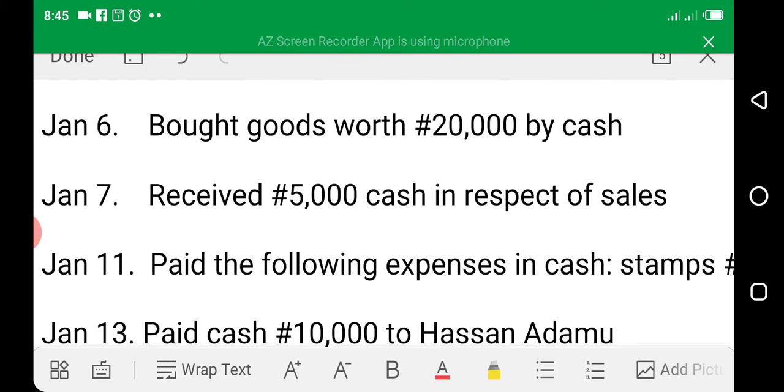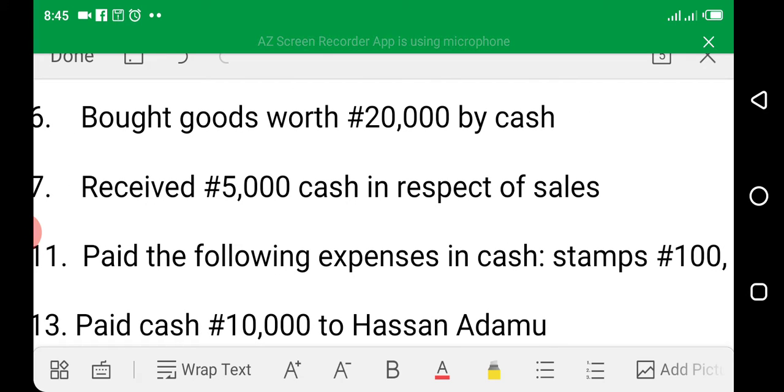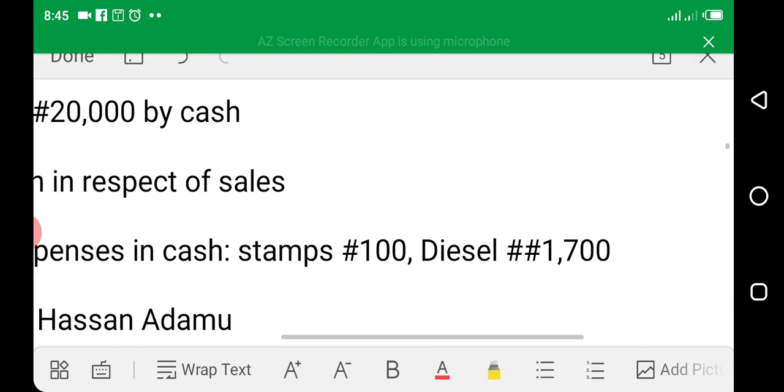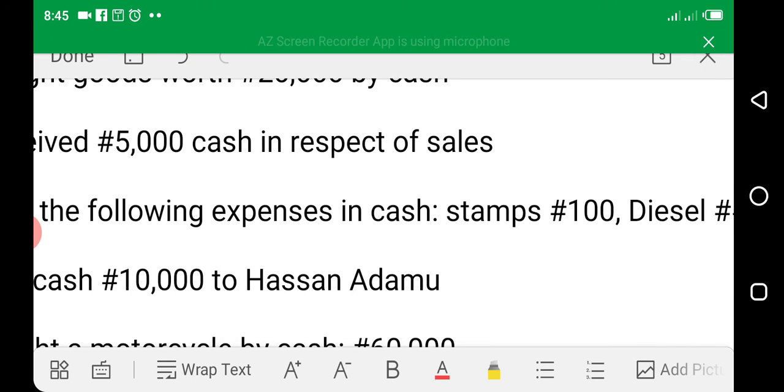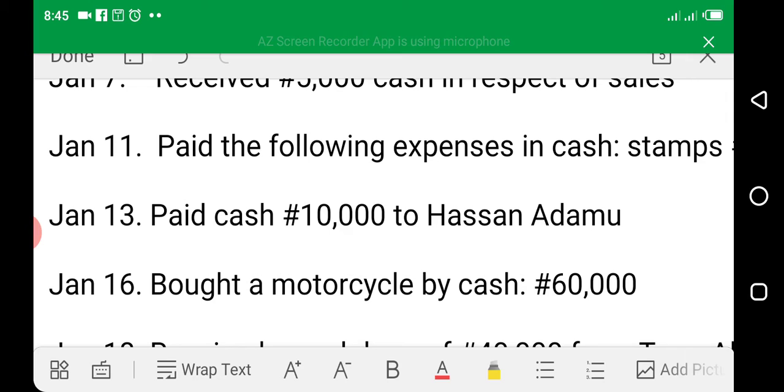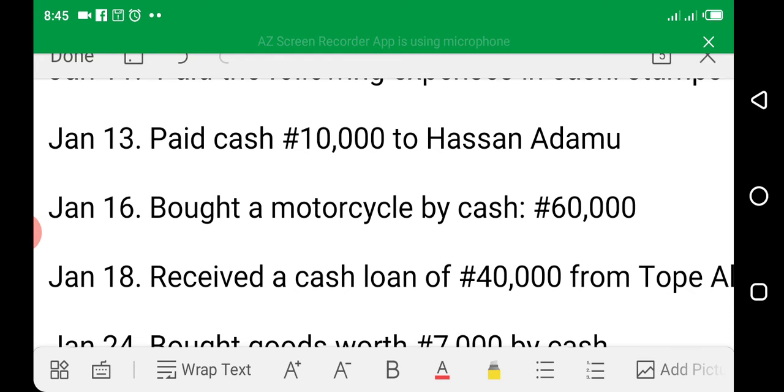Then on January 11, paid the following expenses in cash. This is payment, and from the format, you've been made to know that any payment made will be credited because it goes out of the business organization. Stamps 100 naira, diesel 17. Then on January 13, paid cash 10,000 naira to Hassan Adamu. This is payment as well that will be credited. So Hassan Adamu's name will be used.